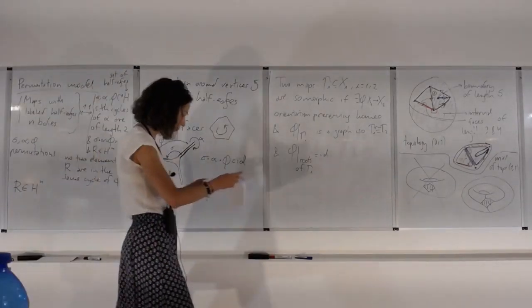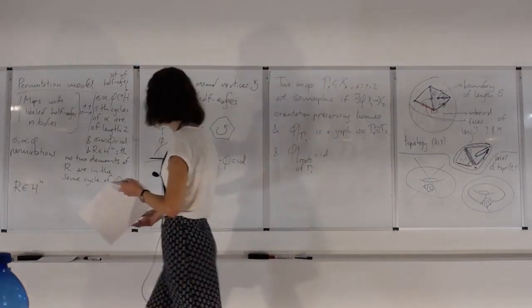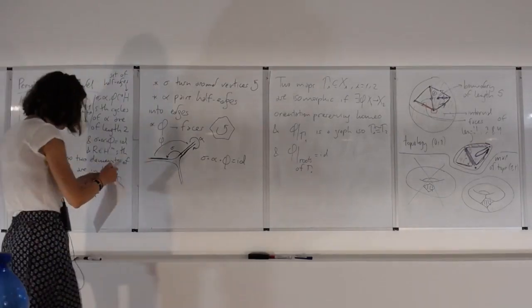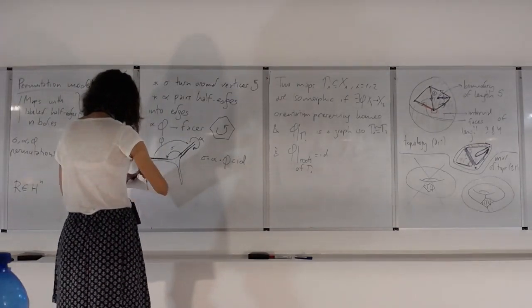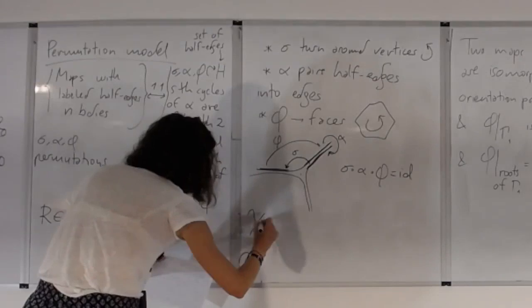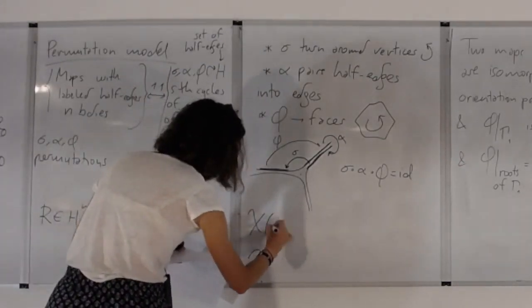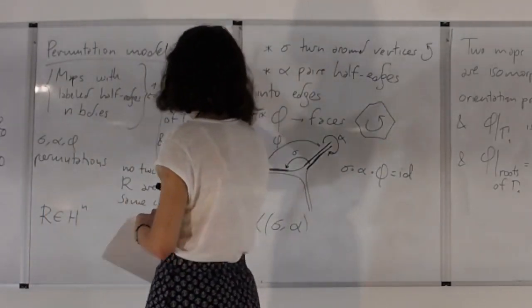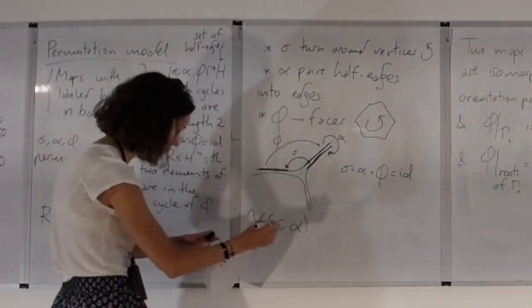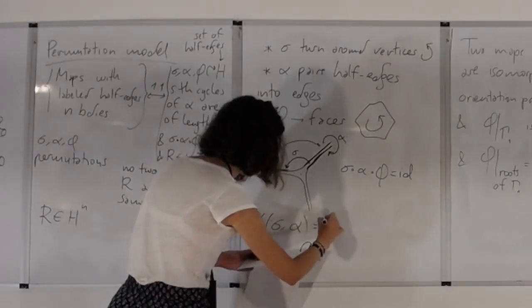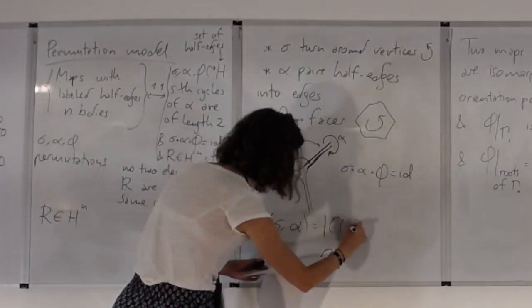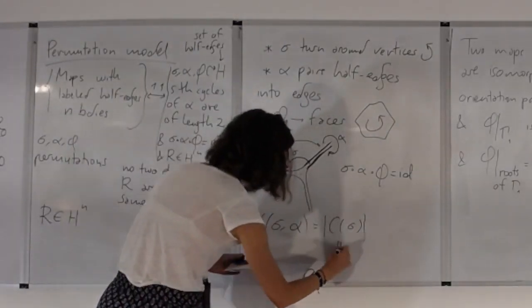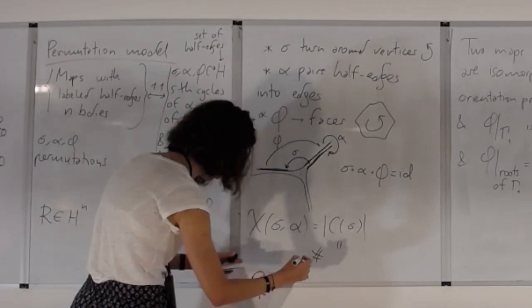Okay, so where was I writing? Here. Finally, we can say that the Euler characteristic of these combinatorial maps, now I'm calling combinatorial maps this permutation data, is just the number of cycles of sigma, which is the same as the number of vertices.